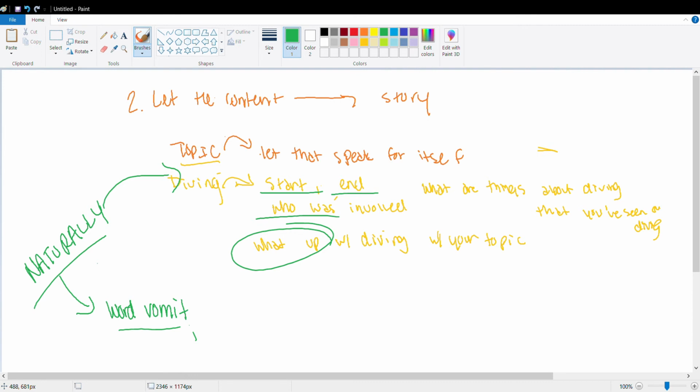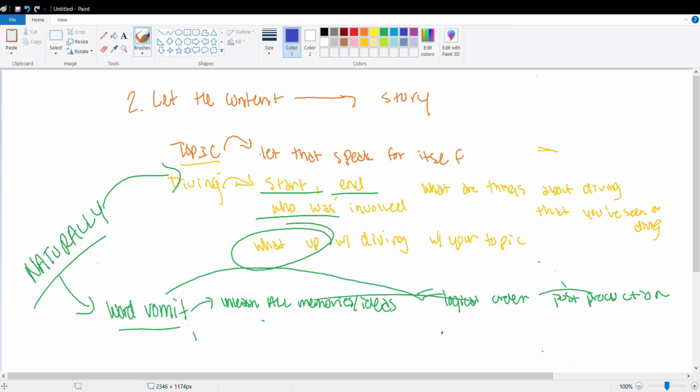It's very important. You want to basically unleash all of your memories and ideas onto the paper, and then go from there. Typically, when you do word vomit, you're doing it in some sort of logical order. And sometimes it's not in a logical order, which is fine because you're going to be able to put it in a logical order in post-production. Alright, so this is contrary to what most people think because most people assume, oh, I have a topic, now I'm going to choose how to write.